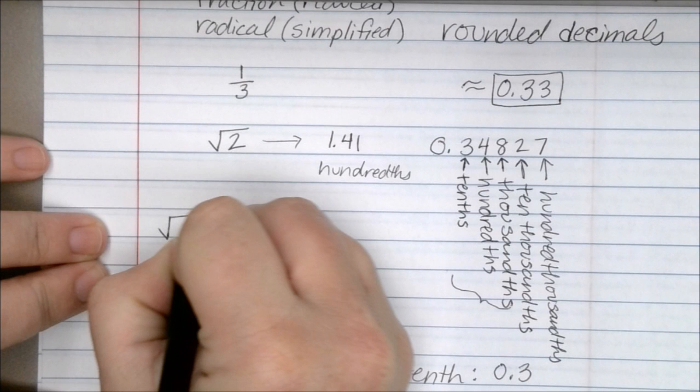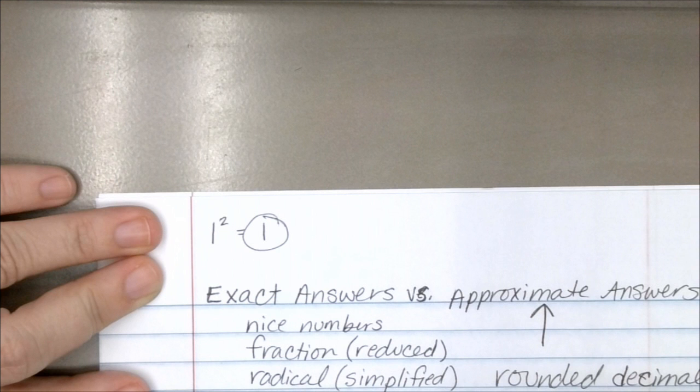Now, radical 4 times 10 can be written like this: radical 4 times radical 10. Why is that important? Well, what is the square root of 4? Isn't this just 2 times radical 10? That's the simplified form of radical 40.